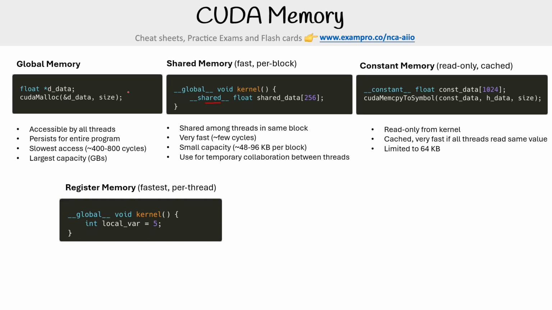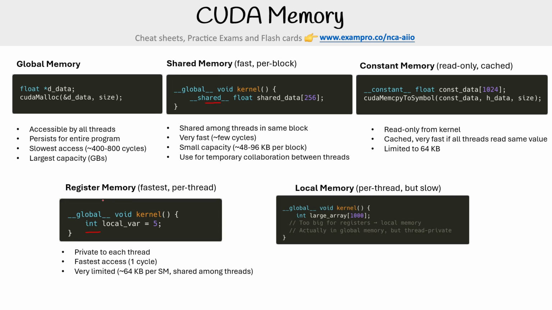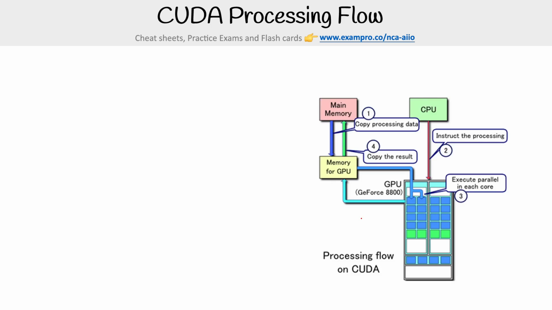You have your register memory. Notice as soon as we do int, that's putting it into the register. So that's how you're utilizing the register. It's super fast per thread. And then you have local memory. This is where it looks like you're using the register, but you use a very large value, and so it ends up placing it into local memory instead. Okay. For a CUDA processing flow, that's generally good to know.